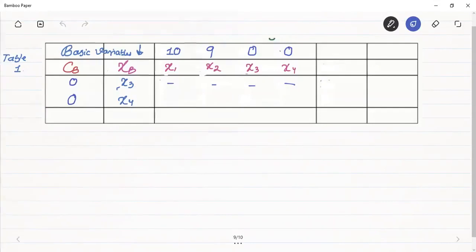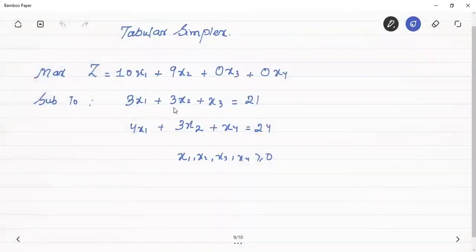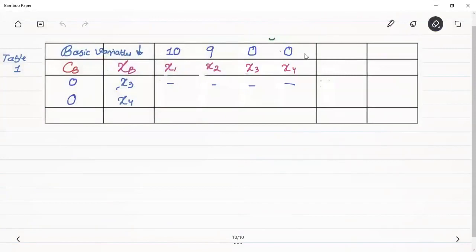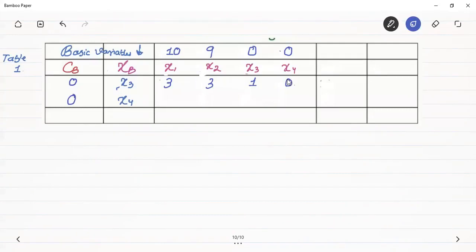Okay, you can see that the first constraint is 3x1 plus 3x2 plus x3, and we can write plus 0x4. Therefore the cost coefficients become 3, 3, 1 and 0. So that will be written in this space. This will be written as 3 and this will be written as 3, this will be written as 1 and this will be written as 0.